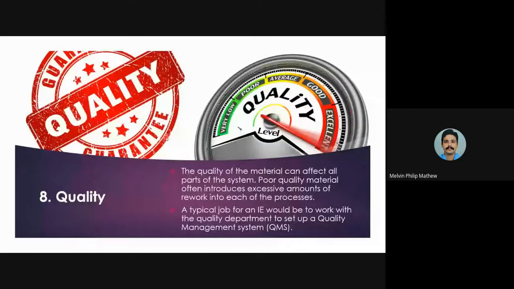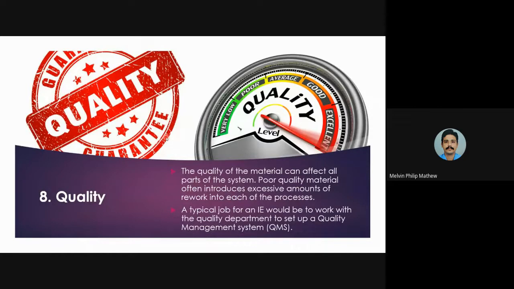Next is quality. So every product has a certain level of quality based on the operations it has to perform during its life cycle. So depending upon that, the quality is set. Various components are produced by an industry, or various processes are used for the production of the product, and various quality levels.